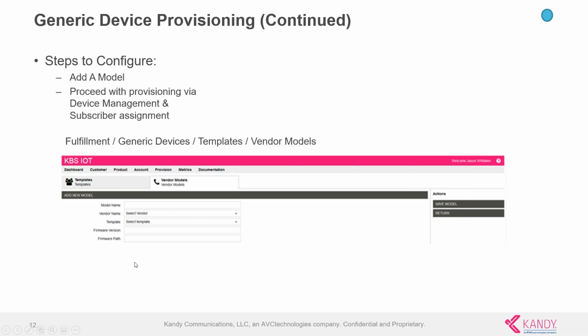And then you associate a particular vendor and the template you've built with it. Also, here is where if you wanted to specify a firmware, you would put that version number in there, and then the path is going to be the path to wherever you have a server hosting that firmware.